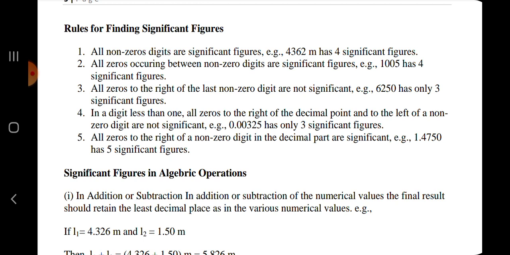All zeros occurring between non-zero digits are significant figures. Example, 1005 has 4 significant figures. All zeros to the right of the last non-zero digit are not significant. Example, 6250 has only 3 significant figures. In a number less than 1, all zeros to the right of the decimal point and to the left of a non-zero digit are not significant. Then all zeros to the right of a non-zero digit in a decimal part are significant.